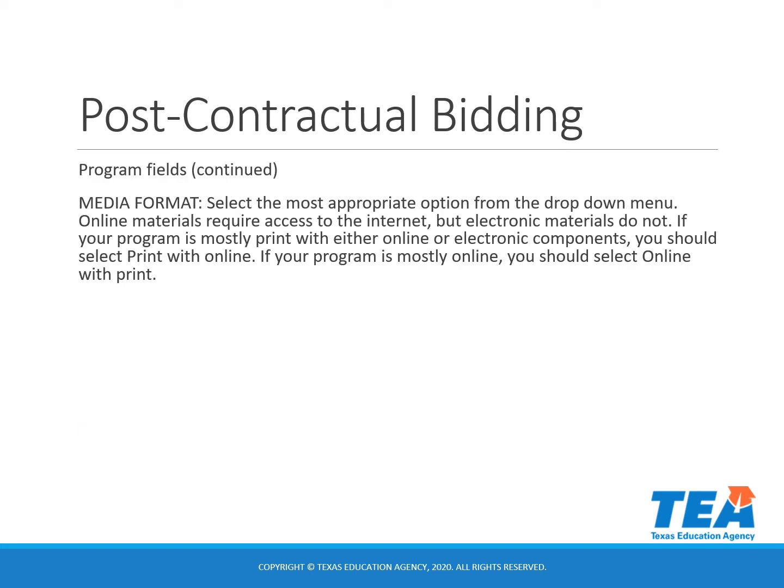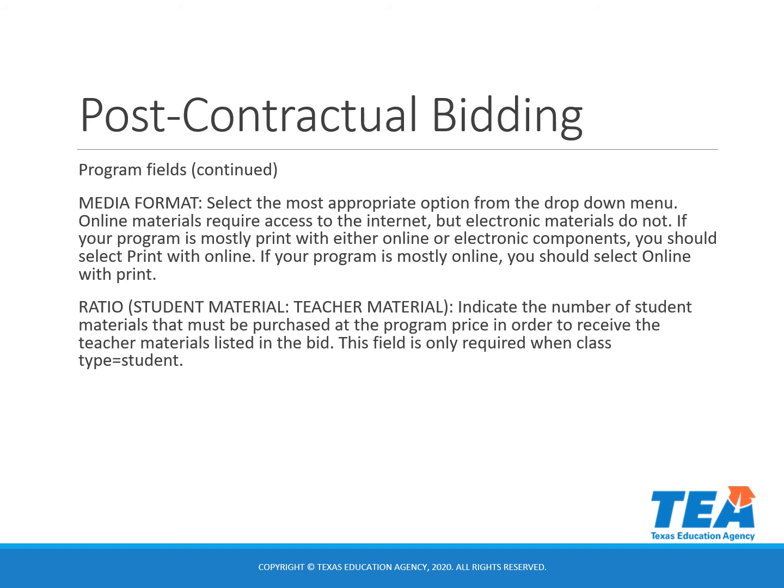In the media format field, you will select the most appropriate option from the drop-down menu. Online materials require access to the internet, but electronic materials do not. If your program is mostly print with either online or electronic components, you should select Print with Online. If your program is mostly online, you should select Online with Print.